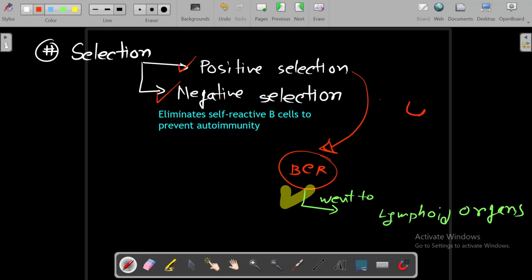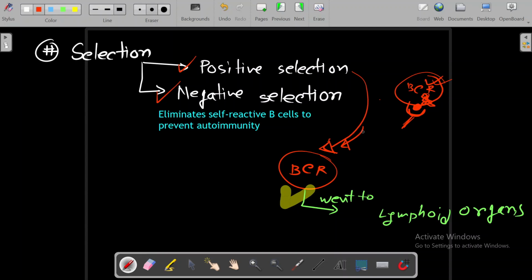Assume this is a B cell receptor, and antigen mainly binds to this B cell receptor. Suppose any pathogen gets into our body, and this pathogen attaches to this B cell receptor. So obviously, for the functioning of the B cell it should contain a B cell receptor. For this reason, this selection is called positive selection.